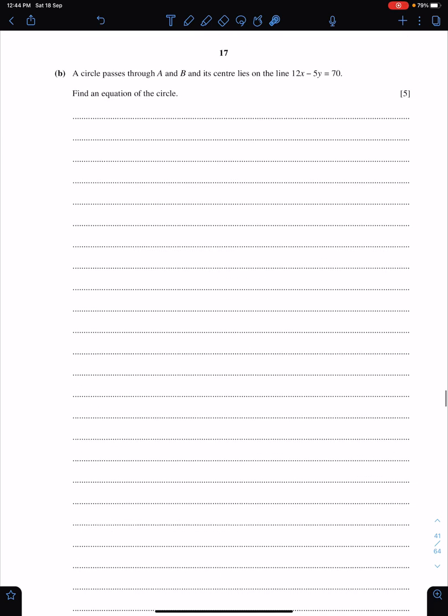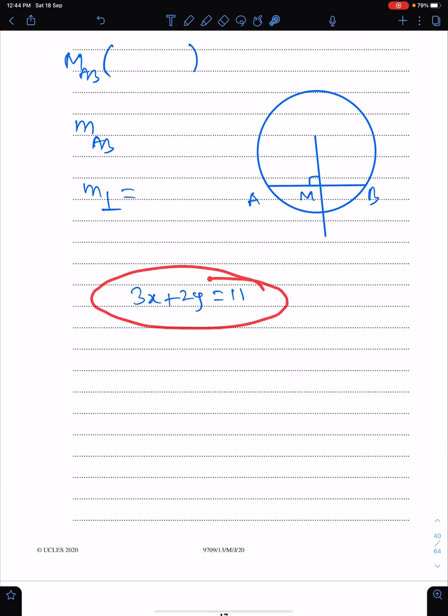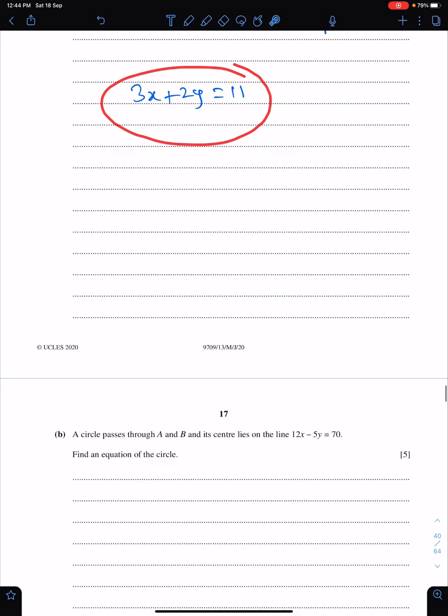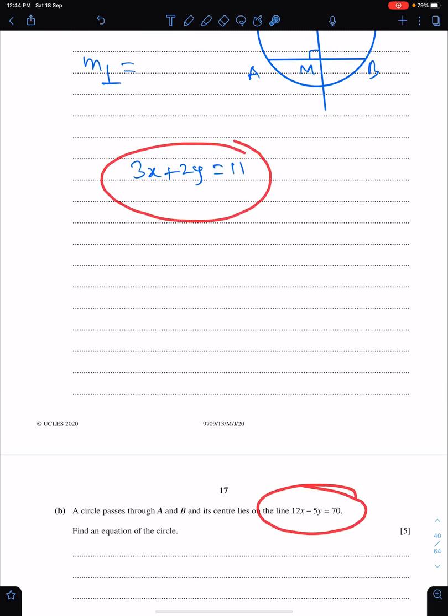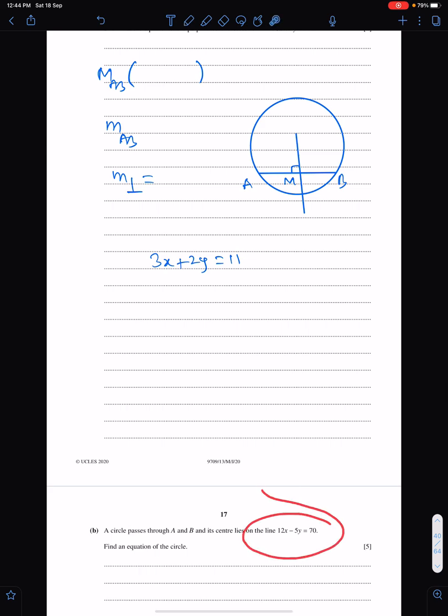Second part. A circle passes through A and B and its center lies on this line. Find an equation of the circle. This is so simple. The center always lies on the bisector. Remember, the center of a circle always lies on the perpendicular bisector, and it says the center also lies on this line. This is the rough sketch. See, this line is here.